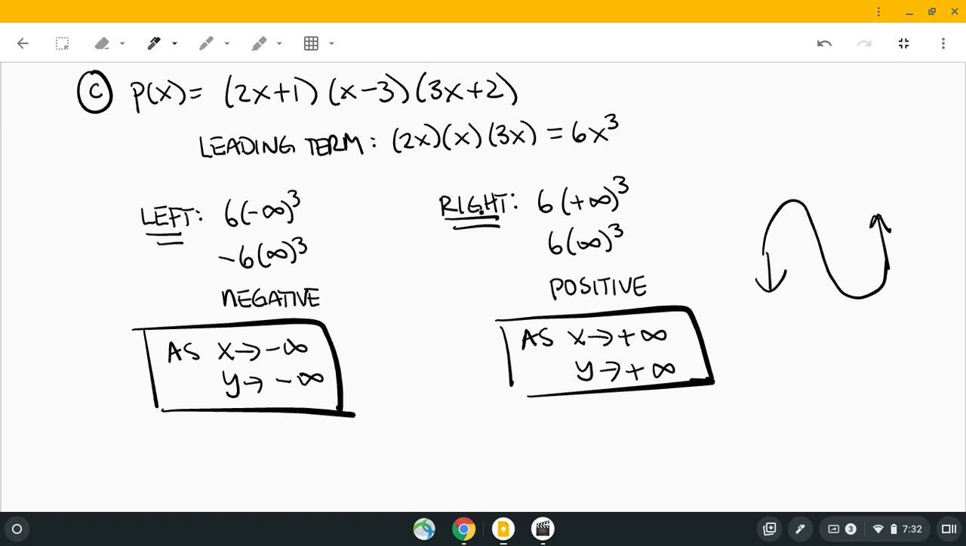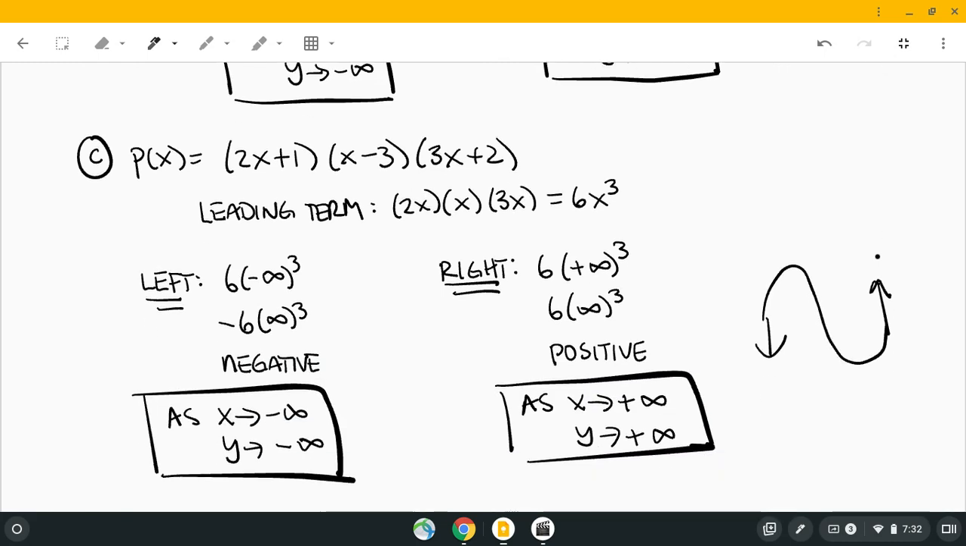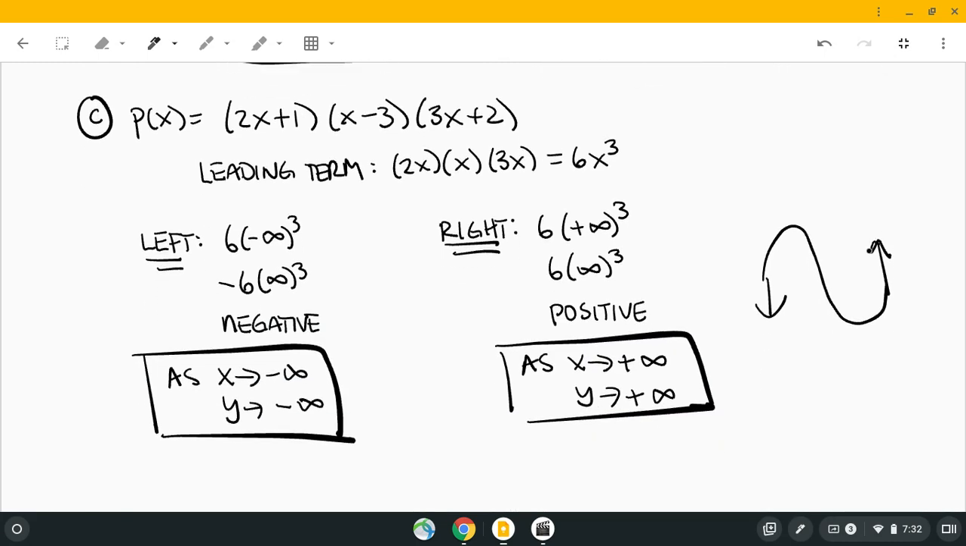Stay tuned for my second video coming up on finding zeros. Once we are able to find the zeros, then we're able to develop this squiggle that's in between here. Okay, but we do need the zeros to figure that out.